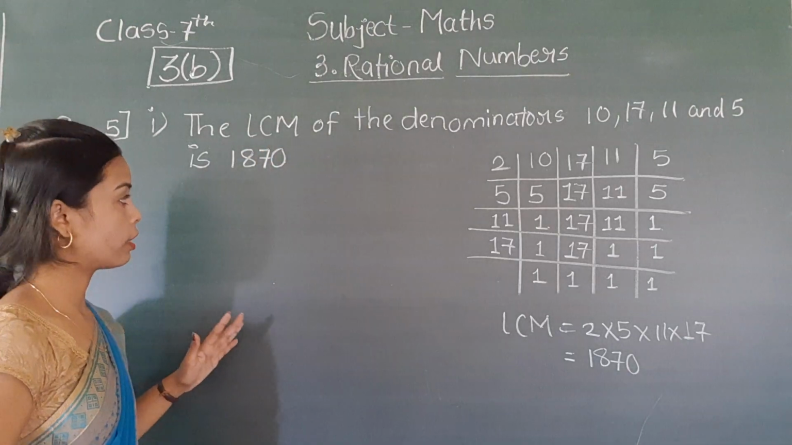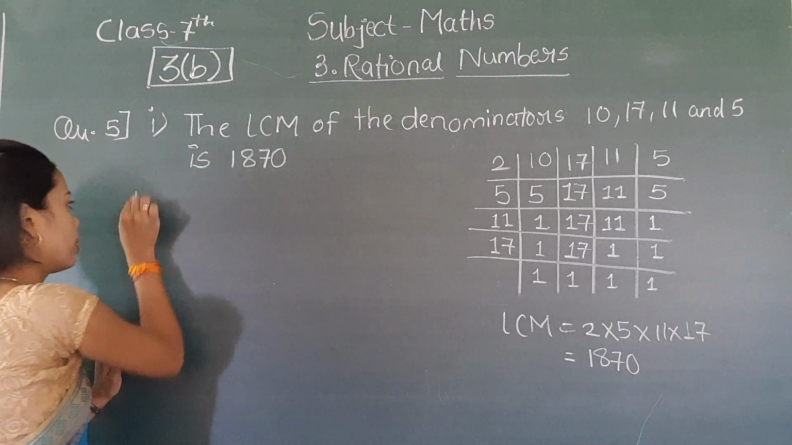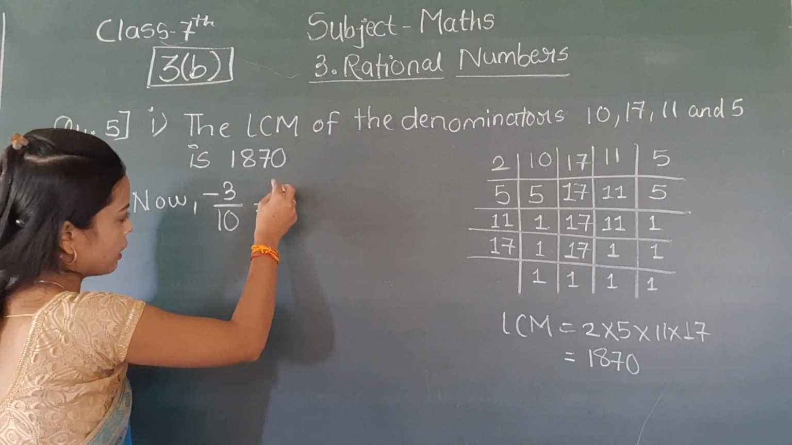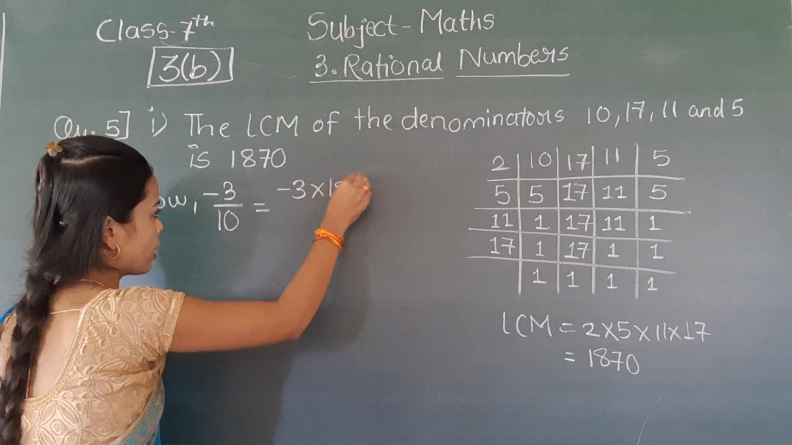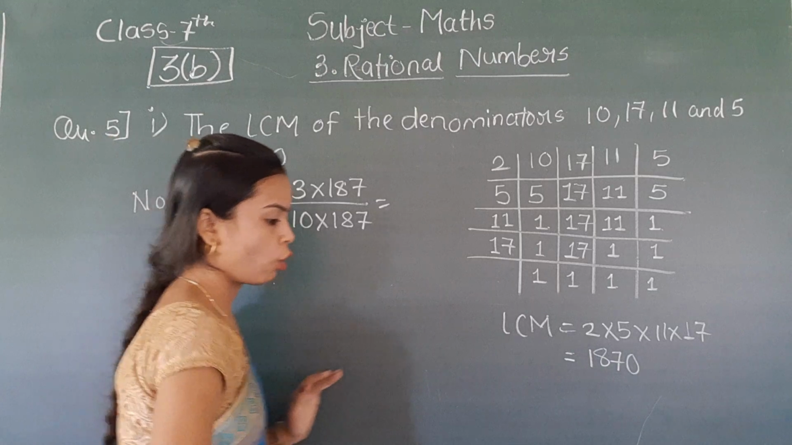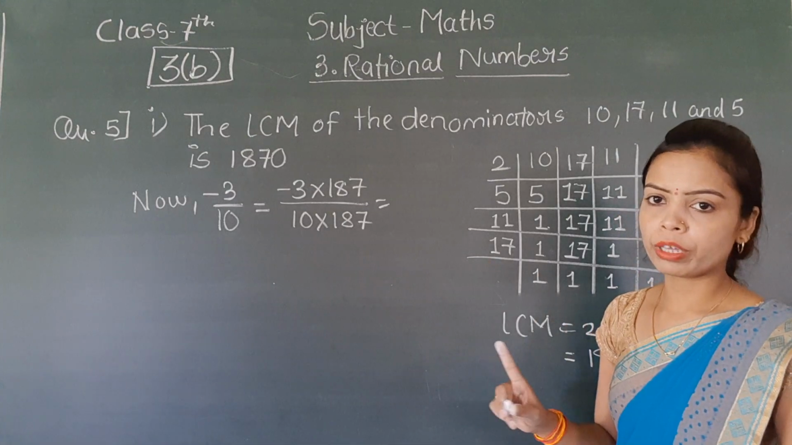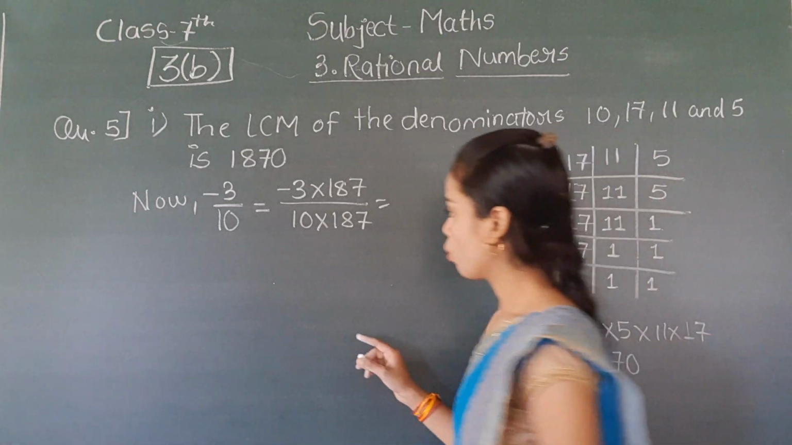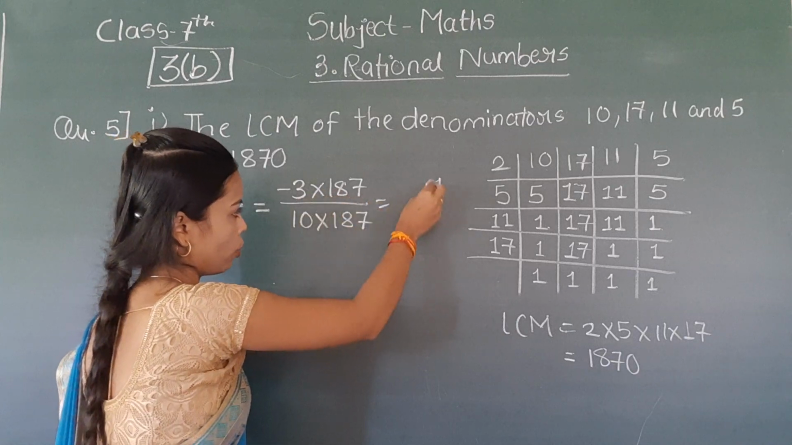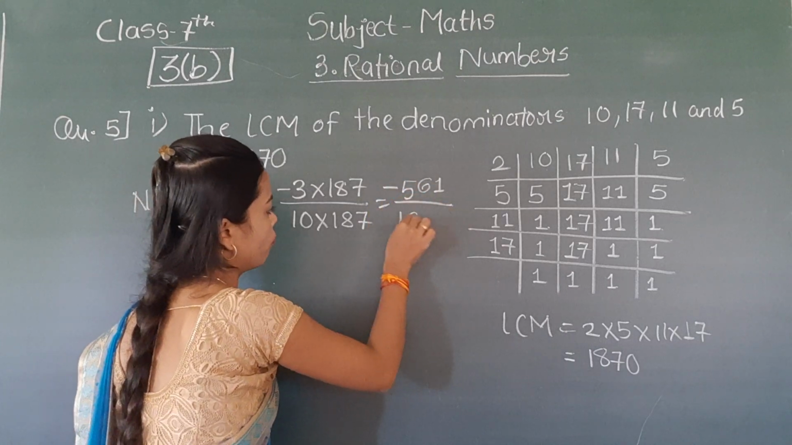So the LCM of the denominators 10, 17, 11 and 5 is 1870. Now make all the denominators equal. What is your first fraction? Minus 3 upon 10. To make the denominator 1870, you have to multiply numerator as well as denominator by 187. What will your multiplication be? 3 sevens are 21, carry 2. 3 eights are 24 and 2 is 26, carry 2, and 3 ones are 3 and 2 is 5. It is minus 561 upon 1870.